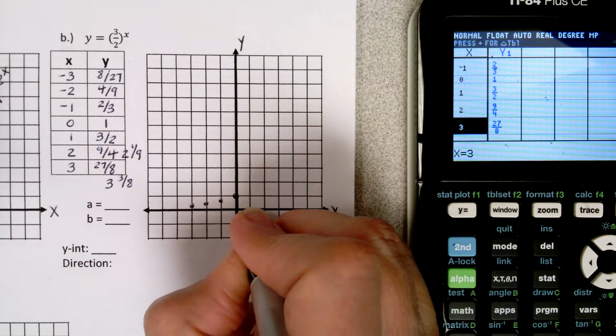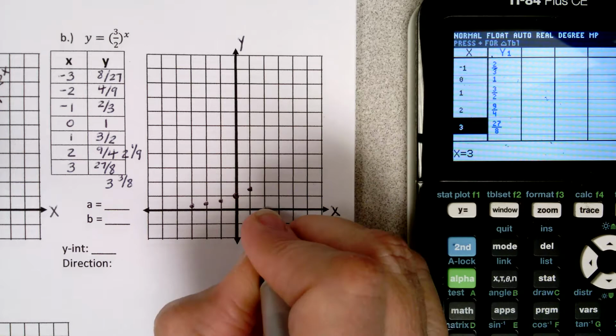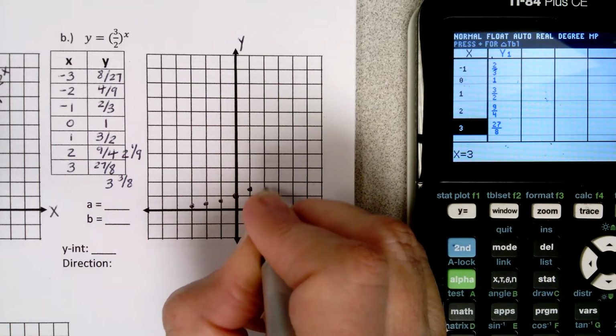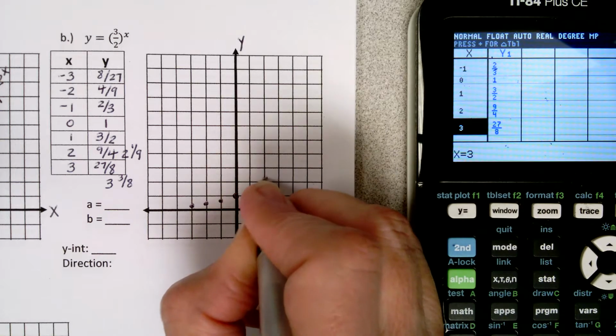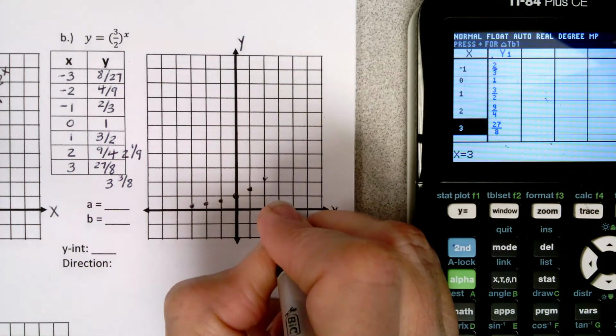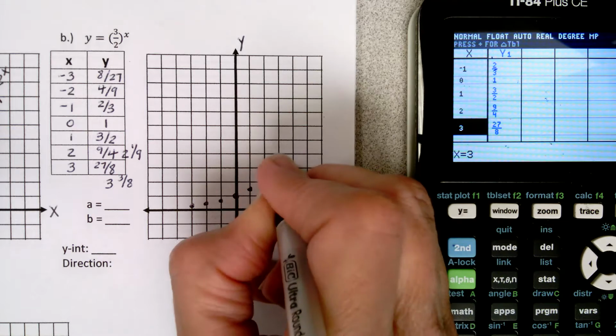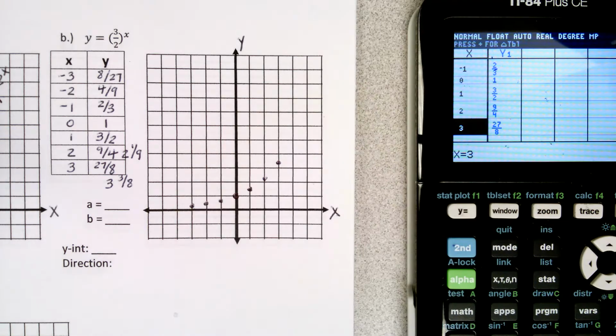When x is 1, it's 3/2, which is 1 1/2. When x is 2, it's the equivalent of 2 1/4, so a little bit above the 2. When x is 3, it's 3 3/8, so 1, 2, 3 3/8, almost halfway for that box.